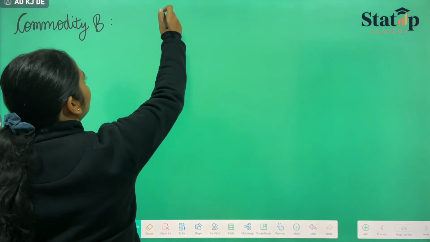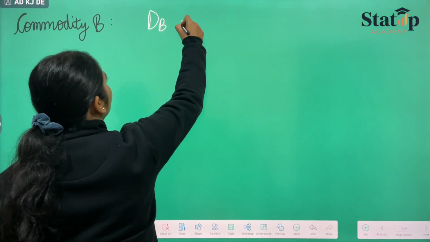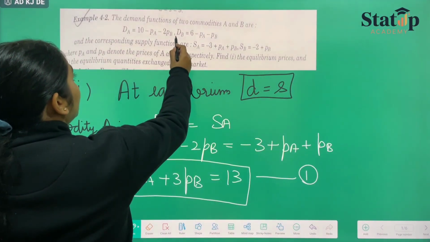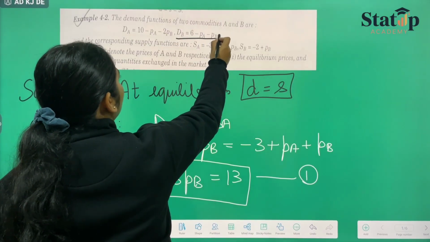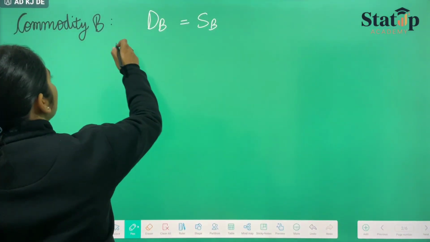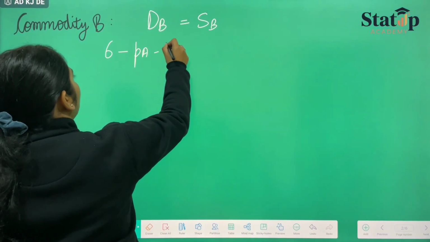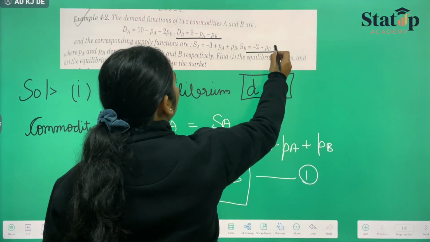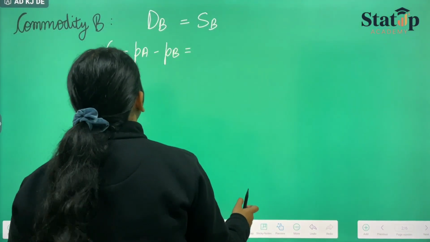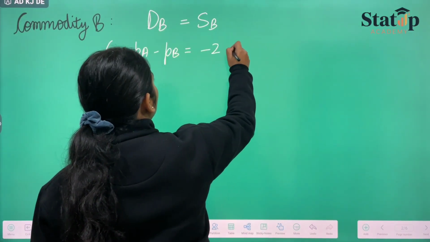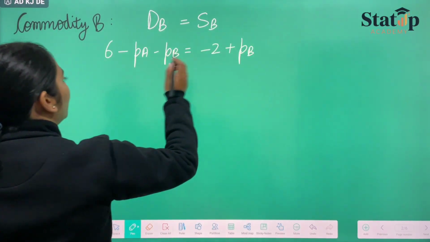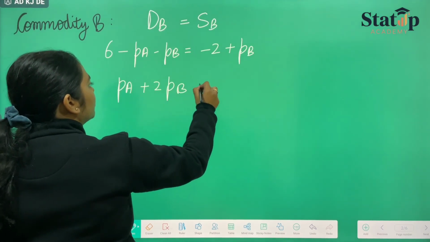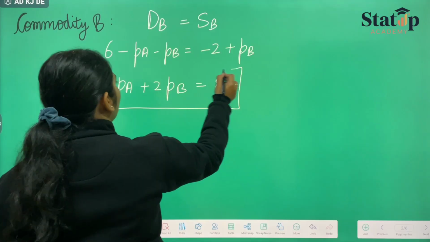Now for commodity B, we know that demand of B should be equal to supply of B. What is demand of B given here? Demand of B is 6 minus PA minus PB. So 6 minus price of A minus price of B should be equal to supply of B, which is minus 2 plus PB. Taking them all on one side, we get PA plus 2PB equals 8. This is our equation number 2.